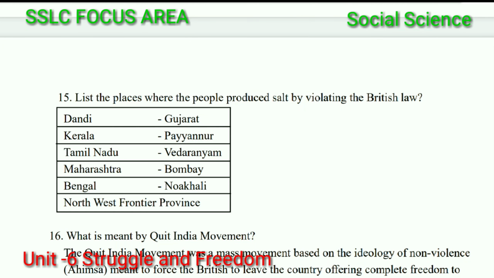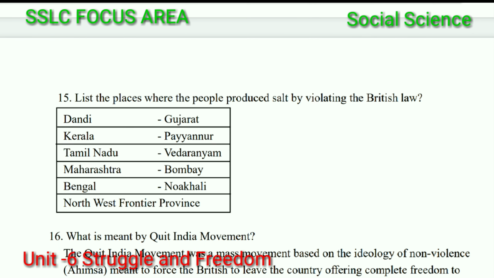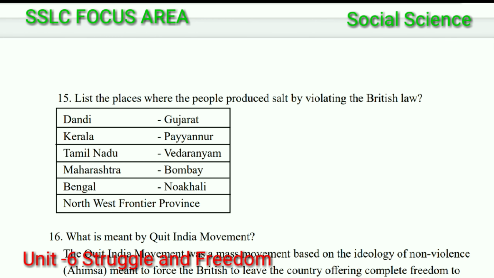List the places where the people produced salt by violating the British law. Dandi in Gujarat, Payyannur in Kerala, Vedaranyam in Tamil Nadu, Bombay in Maharashtra, Navagali in Bengal, and the Northwest Frontier Province.